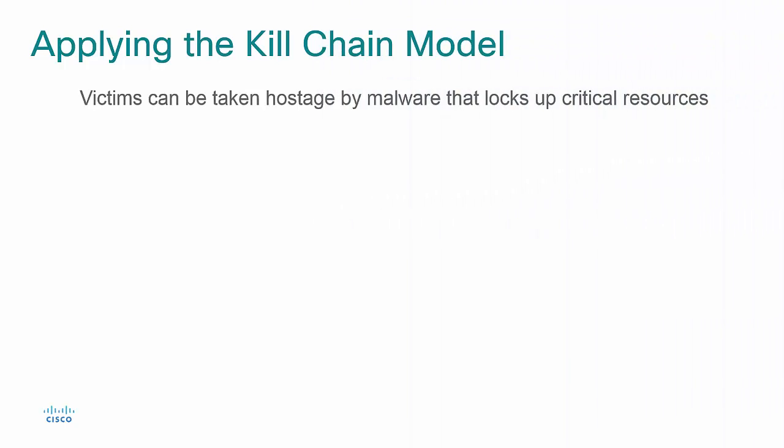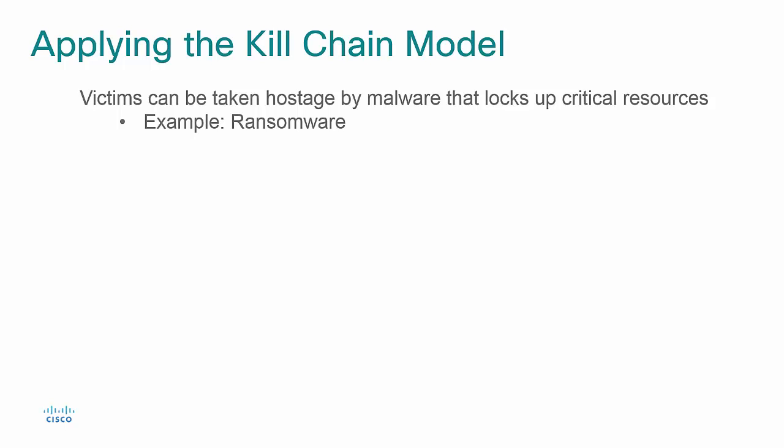Let's look at an example of how to use the kill chain model to defeat an exploit attempt. Businesses and individuals can be taken hostage by malware that locks up critical resources. An example of this is ransomware. Ransomware uses traditional malware attack vectors such as phishing emails and exploit kits to deliver the ransomware to a desktop.